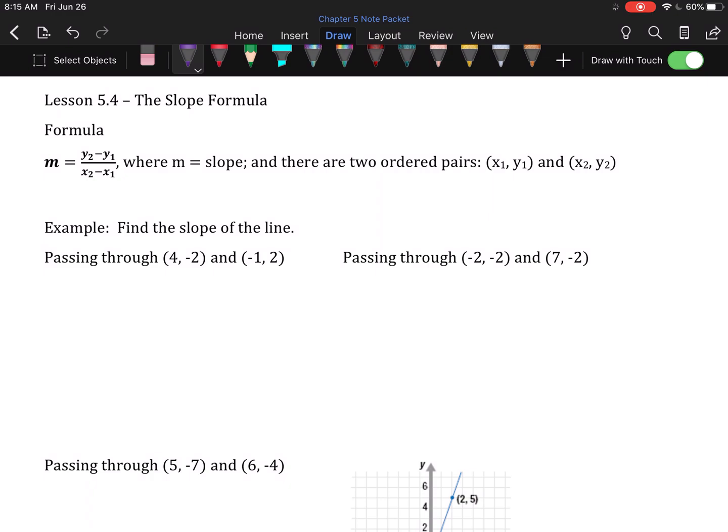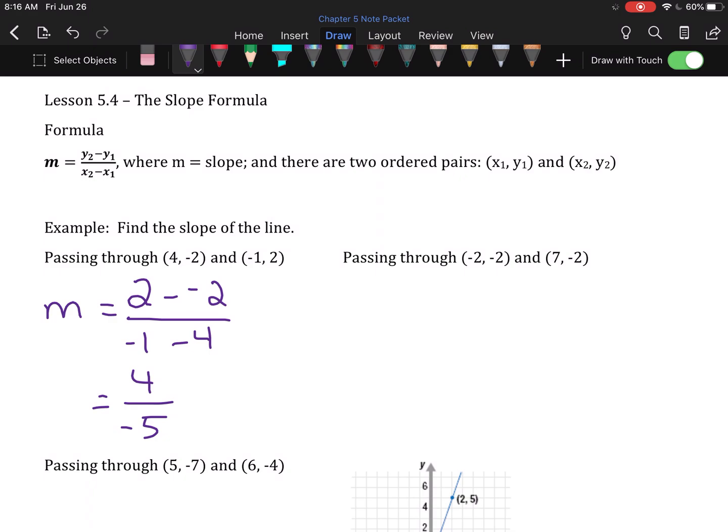Now, in practice, find the slope of this line. Okay. Change in the y value. So the second y value, 2, minus the first y value, which is negative 2. And yes, I'm going to write minus negative for now. In the bottom, we take the second x value, which is negative 1, and we subtract the first x value, which is 4. 2 minus negative 2. Remember, minus negative is really plus. So that's 2 plus 2. That's 4. Negative 1 minus 4 is negative 5.